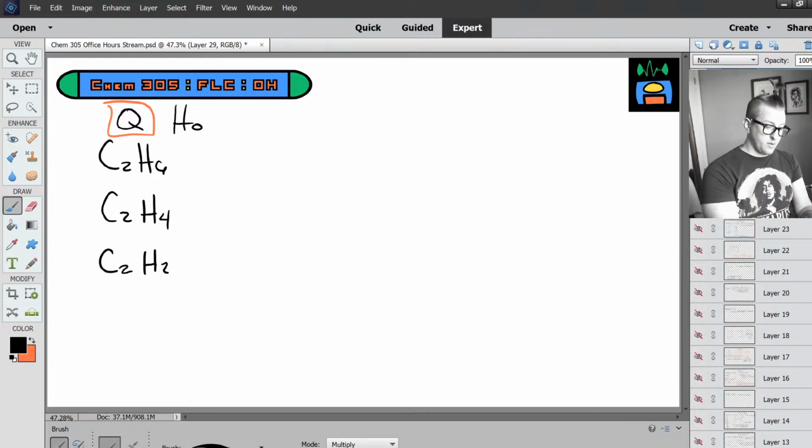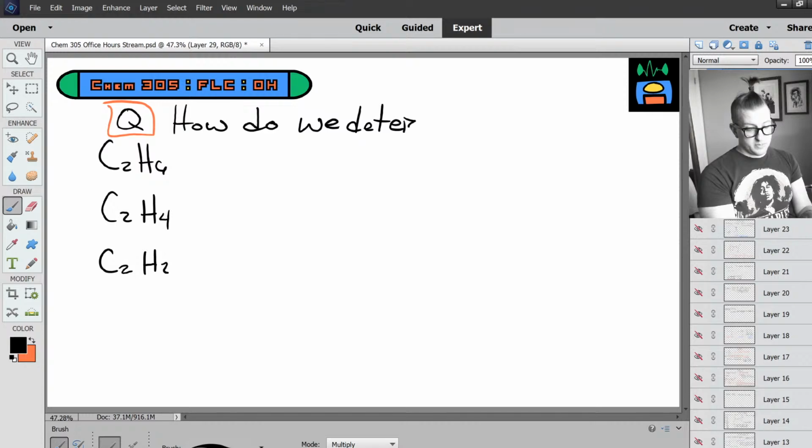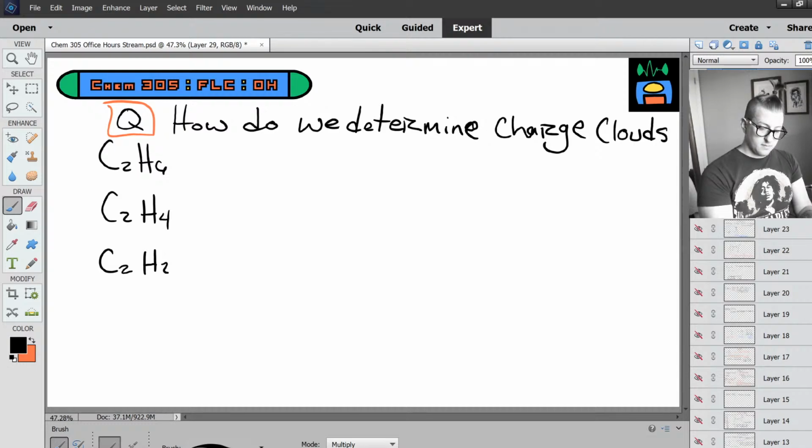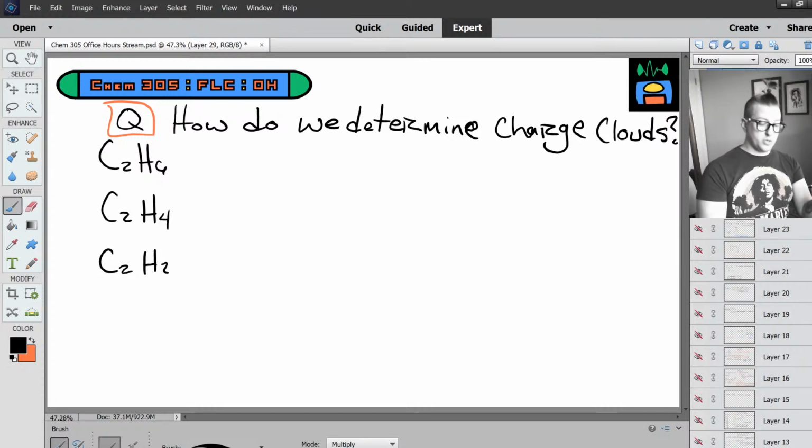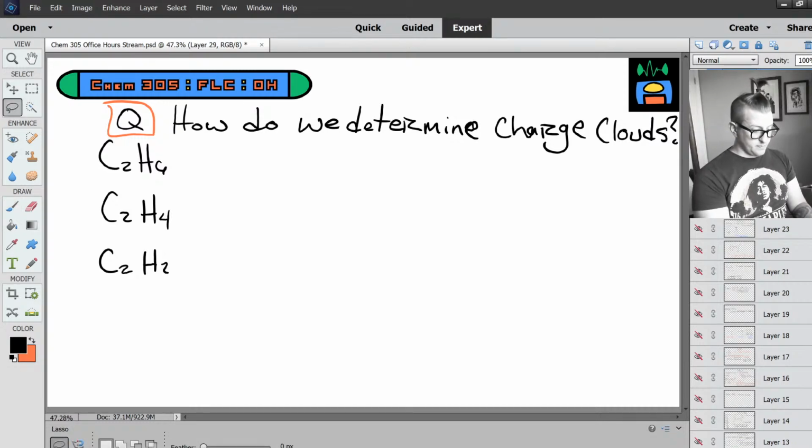The question is, how do we determine charge clouds? All right, and the answer is you can't do it for the whole molecule. You can only do it for individual atoms within the molecule. So, for example, let me make a little space here.